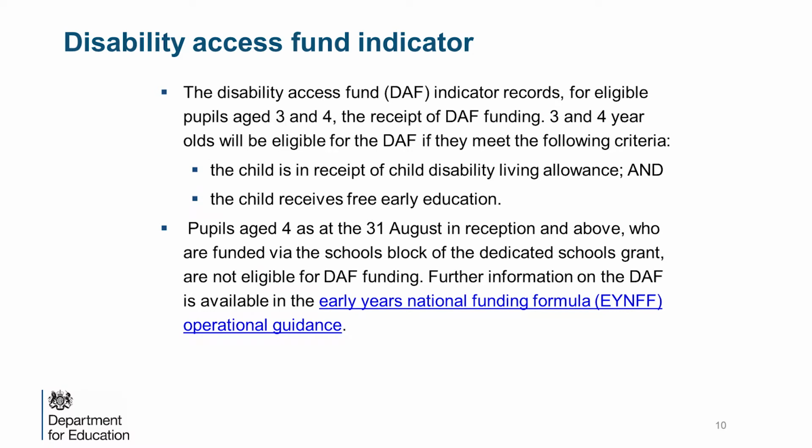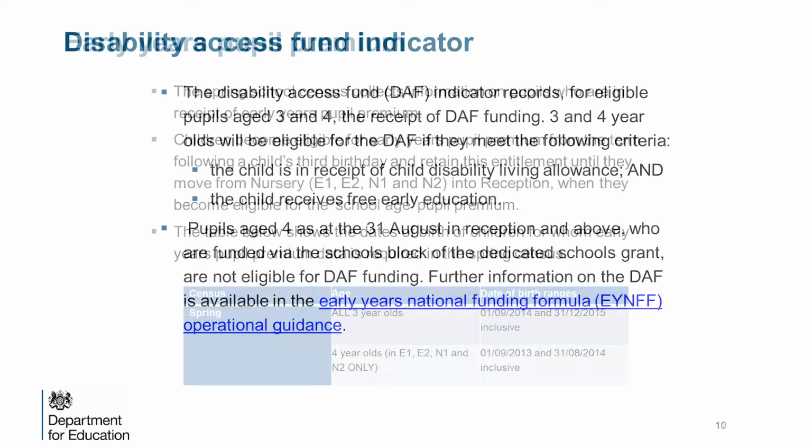The Disability Access Fund indicator records for eligible pupils aged 3 and 4 the receipt of this funding. 3 and 4-year-olds will be eligible for this if they meet the following criteria. The child is in receipt of Child Disability Living Allowance and the child receives free early education. Further information on the Disability Access Fund is available in the Early Years National Funding Formula Operational Guidance.